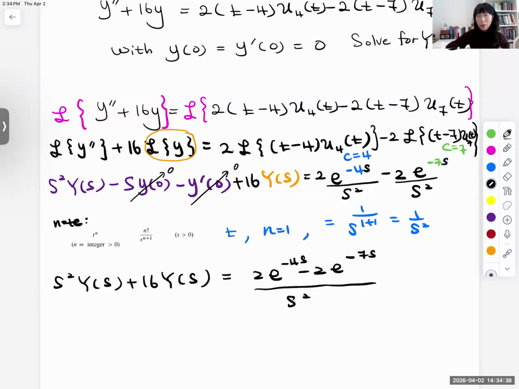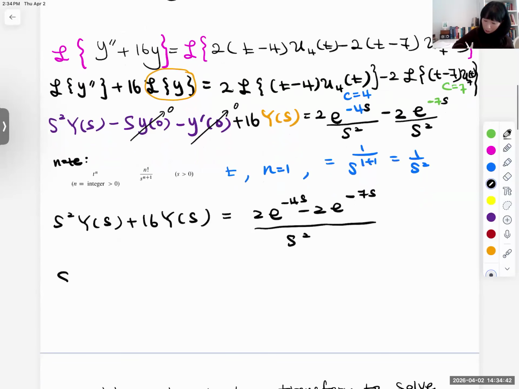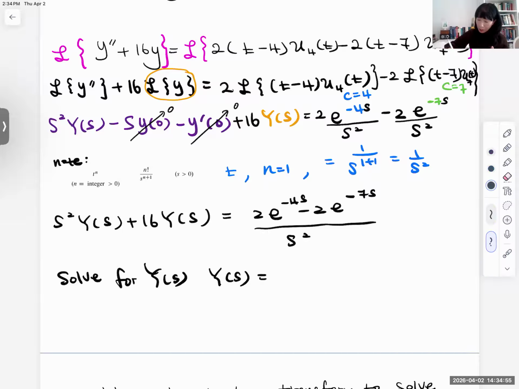Now we want to solve for Y of s. On the left side we have Y of s times (s squared plus 16), and the right side as it is. So copy.